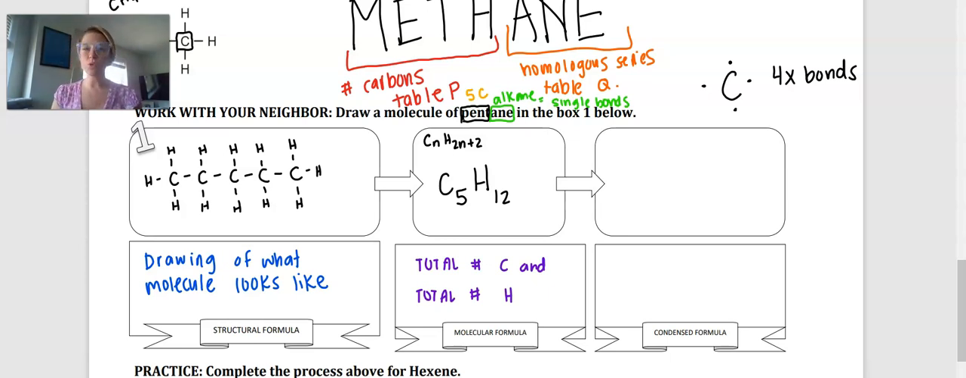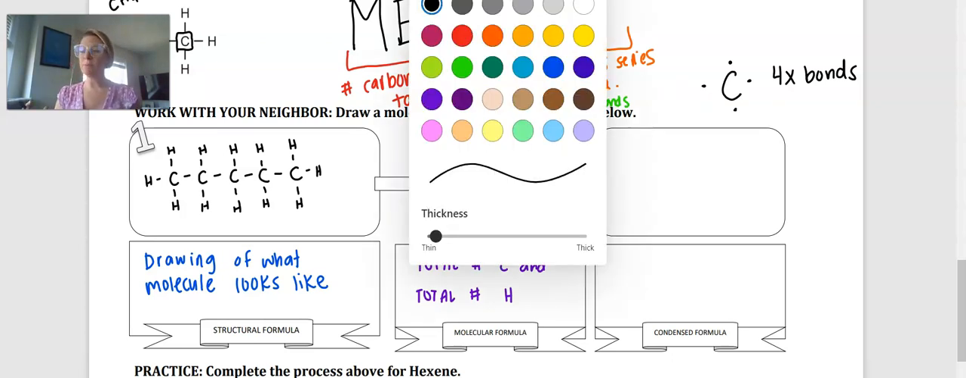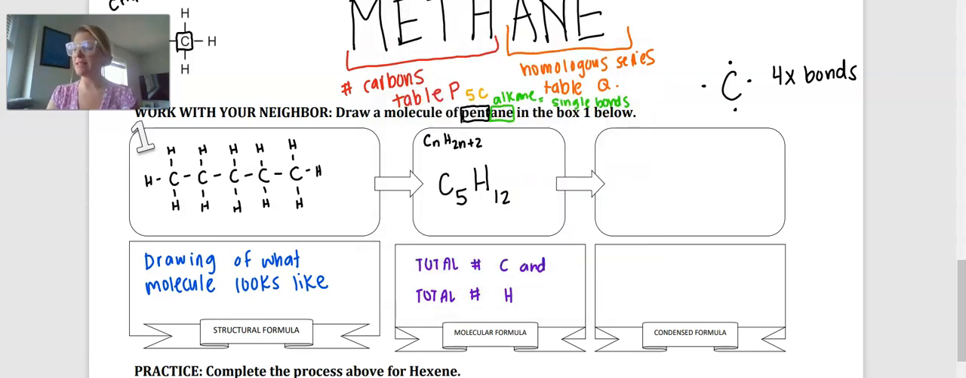Now, the first new thing that we're really going to be looking at here is what's called a condensed formula. A condensed formula helps us remove the lines. It eases up on some of the time it takes to draw the structural formula, but it also still informs us a little bit more about how it's bonded. So the condensed formula removes bonds from the structural formula, but it tells us still a little bit more information.